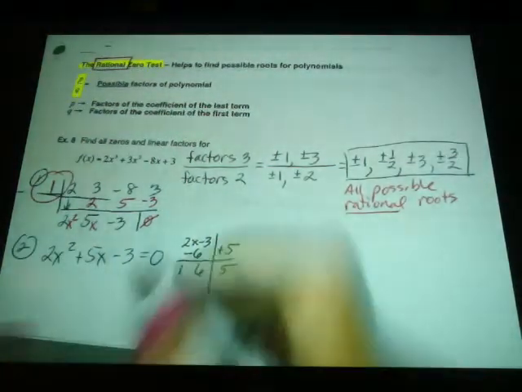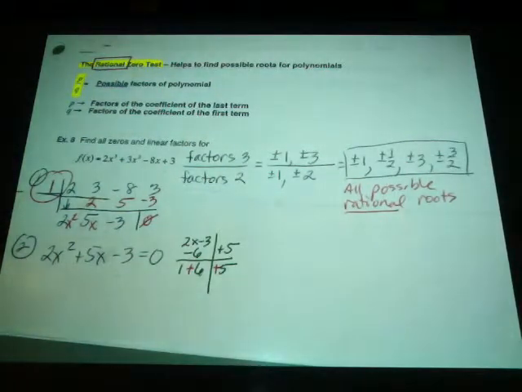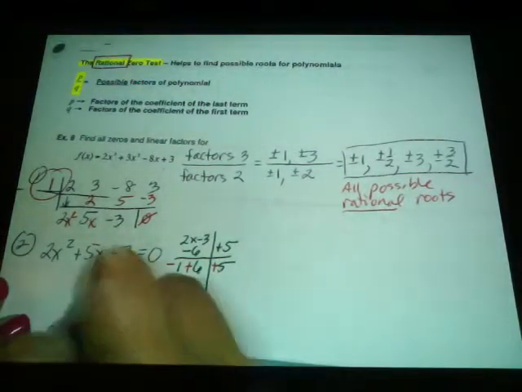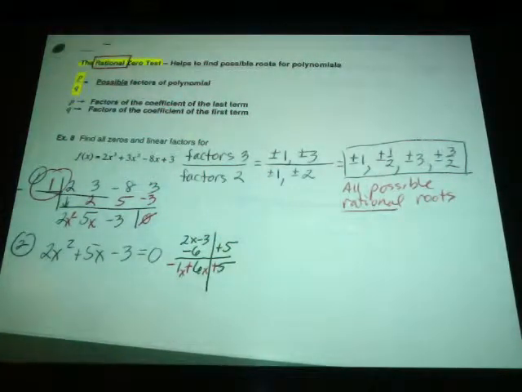My 5 is positive, so the bigger of the 2 always carries that same sign. So what does the 1 have to be? Negative. Now remember that these actually have variables attached to them. Our middle term is an x, so this is a negative x and a positive 6x. So then we're going to do the box thing.